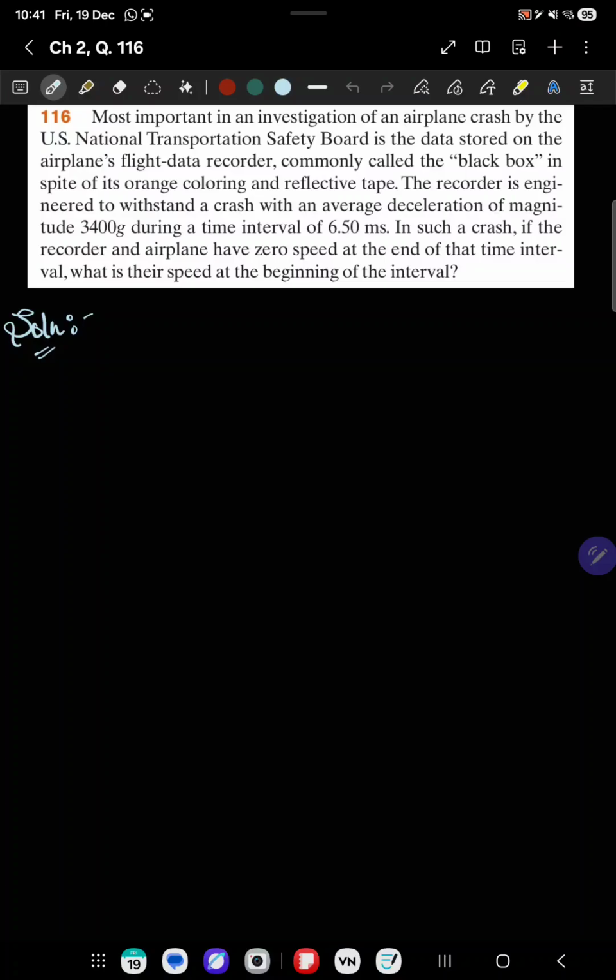In such a crash, if the recorder and airplane have zero speed at the end of the time interval, what is their speed at the beginning of the interval? So let me write what's given. Here it's given that the final velocity is 0, as it is mentioned, zero speed at the end of the time interval.